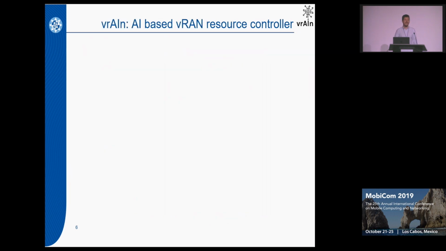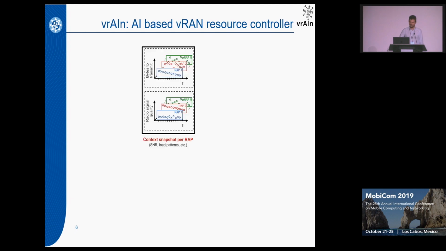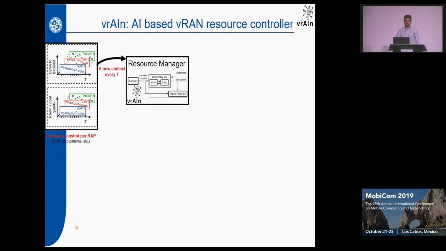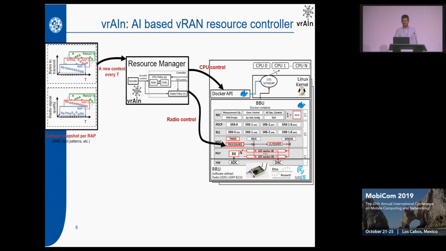Now we will present our AI-based resource controller. The inputs of the resource controller are the context in terms of channel quality samples and data arrivals. These contexts are sent to the resource manager, which computes CPU orchestration and radio orchestration controls. These controls are the maximum CPU time and the radio configuration. The virtualized base station receives these controls, and based on that, it operates.